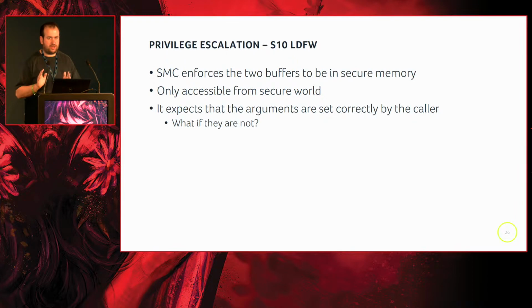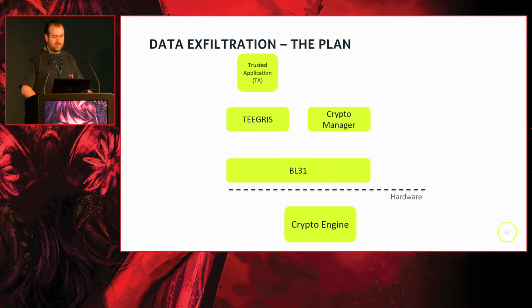And it sort of expects that these parameters are set correctly by the caller, because it expects the kernel to set these parameters correctly. But what if instead the TA specifies a different value for these parameters and passes them through the TA interface? And this is actually our plan. So the idea was to use this SMC interface to the kernel to issue an IOCTL. The kernel will simply take our data and forward it to BL31, which will see, okay, there's an SMC coming from the kernel, and it's for the crypto manager. So it will simply, again, pass it to the crypto manager.